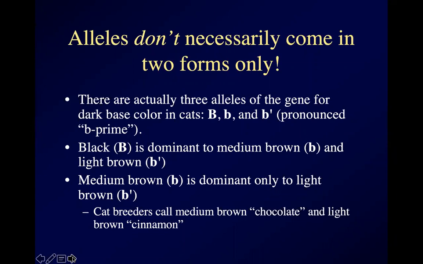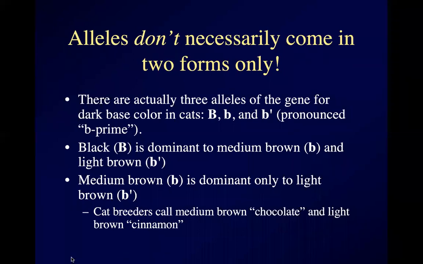Cat breeders refer to medium brown as chocolate color and light brown as cinnamon color. I'm perfectly okay with you calling these black, light brown, and dark brown. Or should I say dark brown? All right, one of my cats always says brown when she wants food.